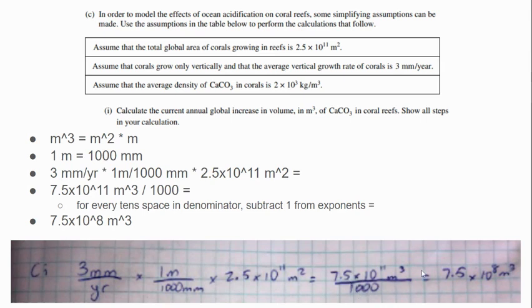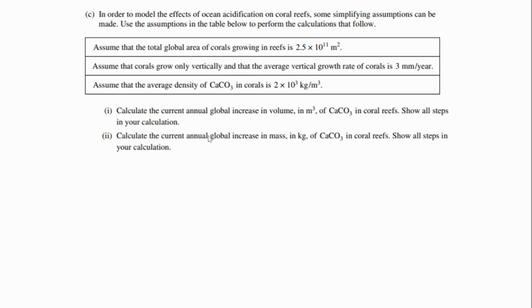And this gives me 7.5 times 10 to the 8th, because 11 minus 3 equals 8, times 10 to the 8th meters cubed. All right, so I've got the volume of calcium carbonate from coral reefs per year. Calculate the annual global increase in mass in kilograms of coral reefs. Okay, so I've got the volume.